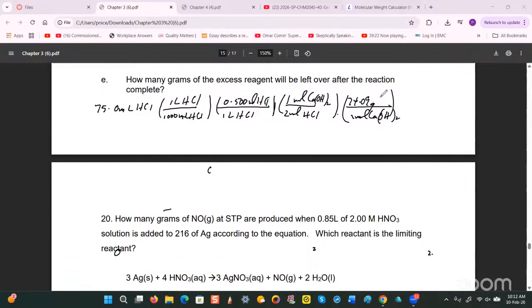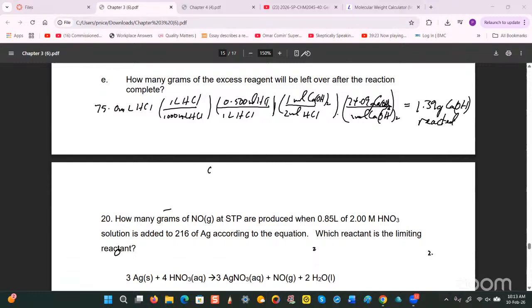74.09 grams of calcium hydroxide. Okay, very good. So this is what we have to work out. So let's do that. 75 divided by 1000 times 0.5 divided by 2 times 74.09. And according to my calculation, this works out to be equal to 1.3936 grams of calcium hydroxide. And this is the amount of calcium hydroxide that reacted.